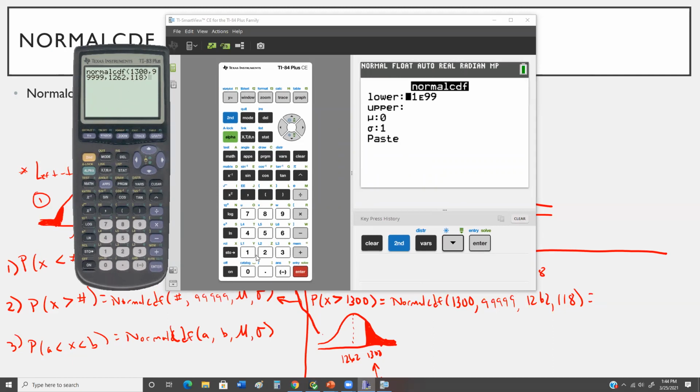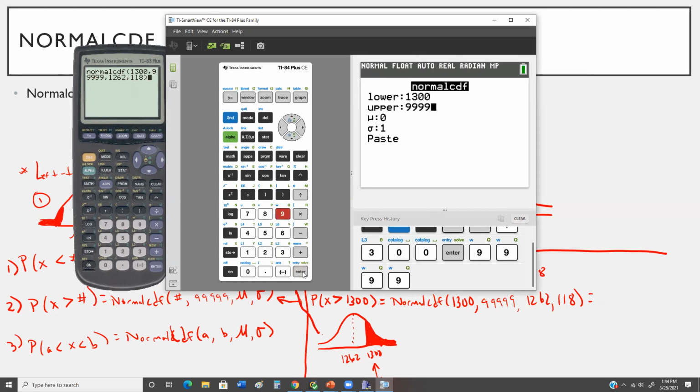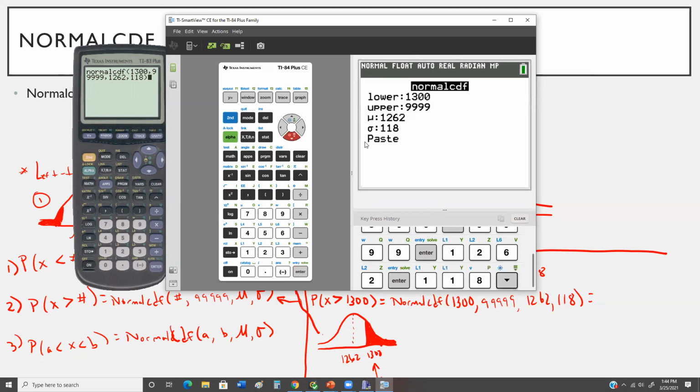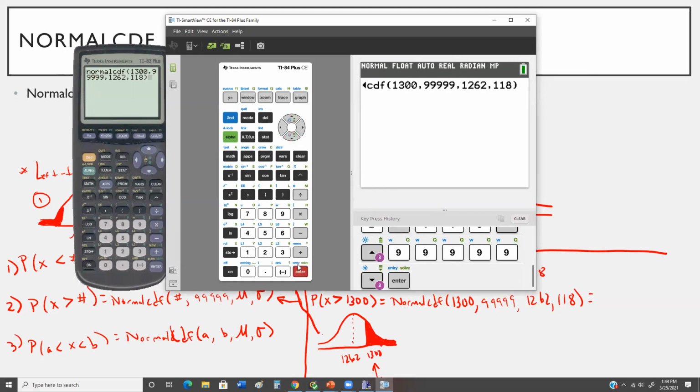The good news is over here on the TI-84, it's a little bit easier. It's going to ask you, what's your lower? What's your upper? What's the mean? And then what's the standard deviation? And then you're just going to go down to paste. And you should see something like this.